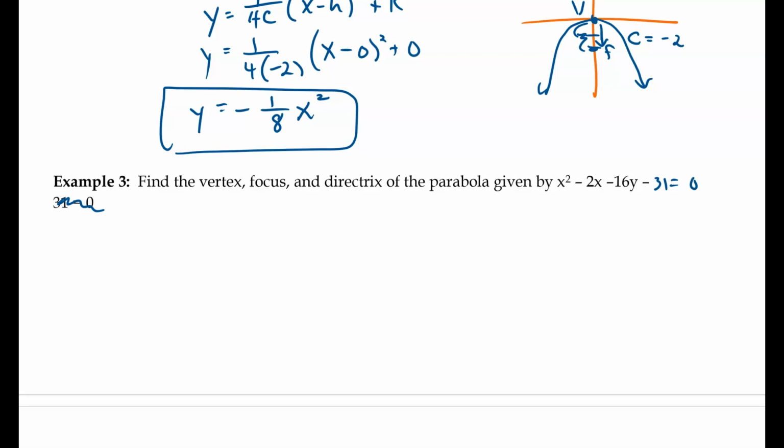Now I'm going to write this process, and I think you guys are going to catch it pretty quick. First of all, what are we going to do? We're going to group. You look for what's being squared. So you just want to group that variable on one side. So we're going to group the x terms. And move everything else to the other side of the equation.